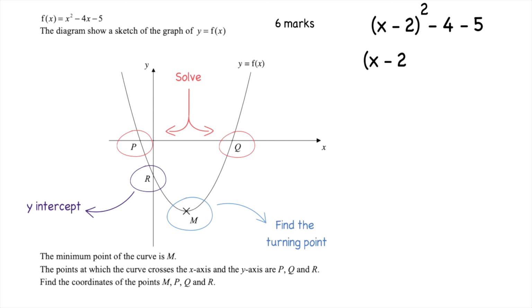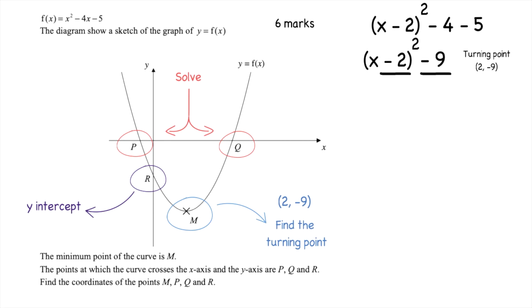At this point we can simplify. Minus 4 minus 5 is minus 9. And at this point we can pause for a second, because it's at this point that we can get the turning point coordinates. If we change the sign of minus 2, we'll have our x coordinate, so x is going to be 2, and y is going to be minus 9, so those are the coordinates for M.